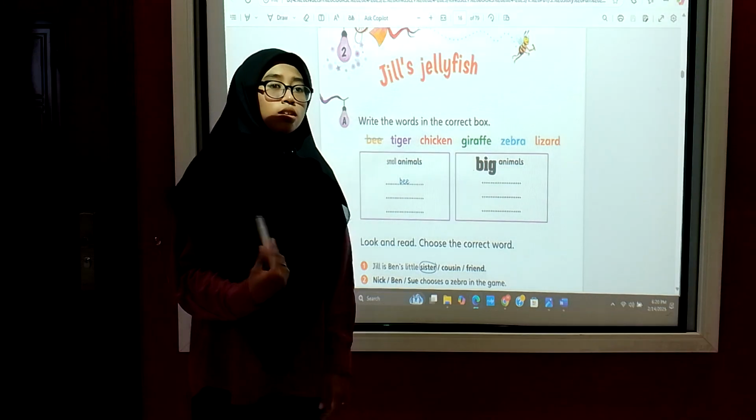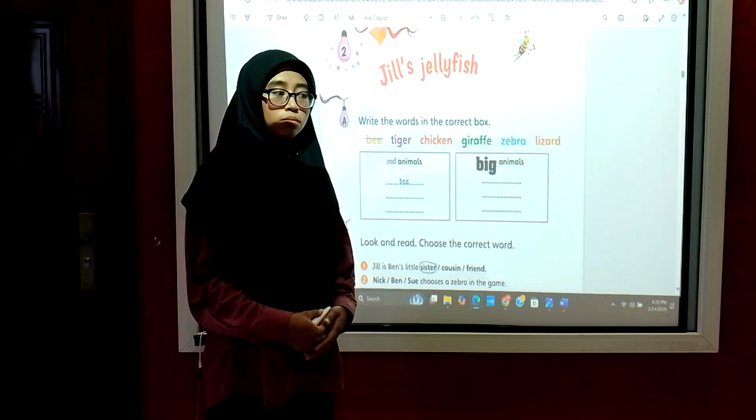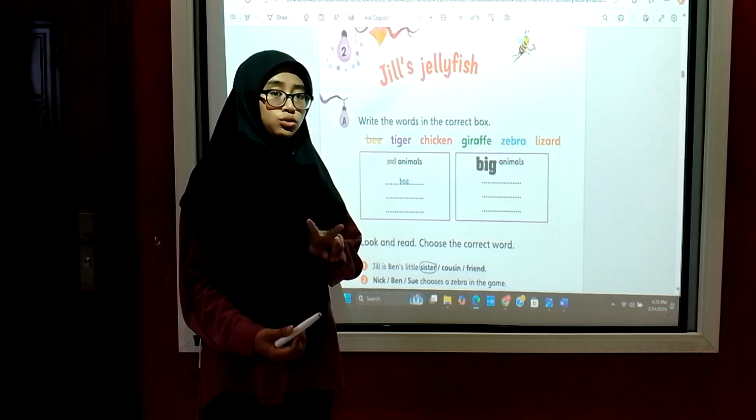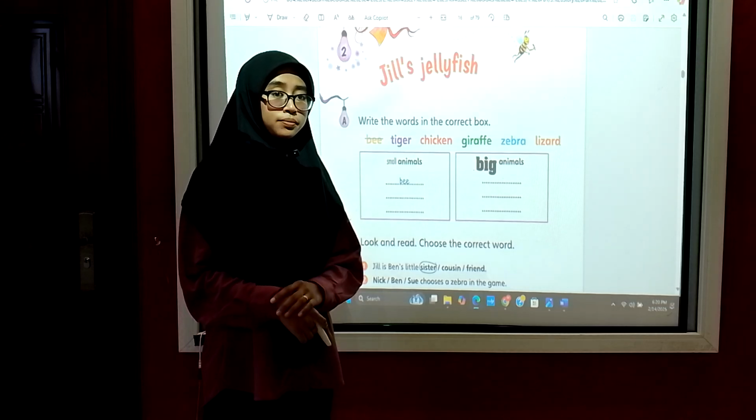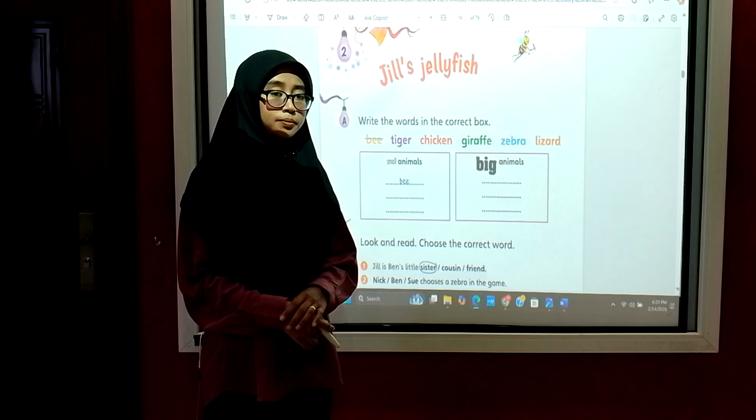Why did you make the LP like this? Because it should be divided into two. So that's why you have to combine the passage with the exercise. Why did you split the exercise?